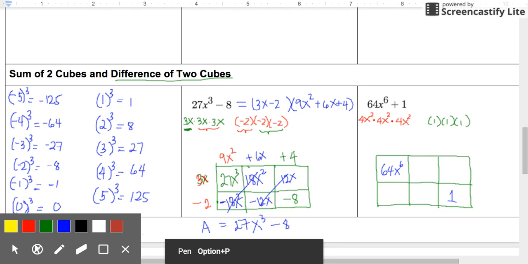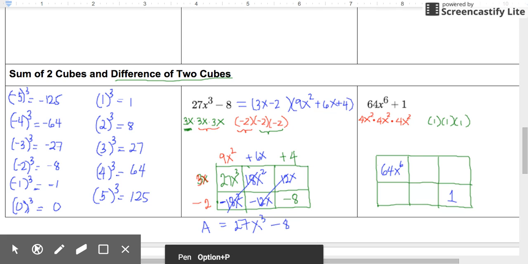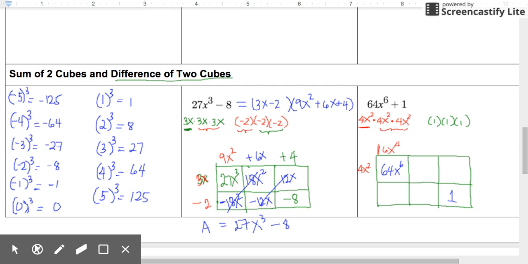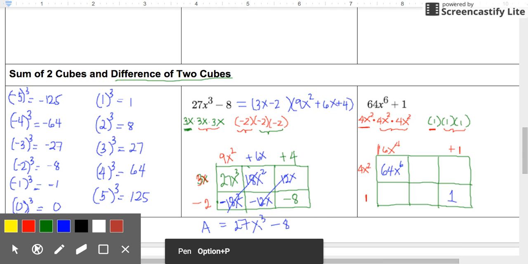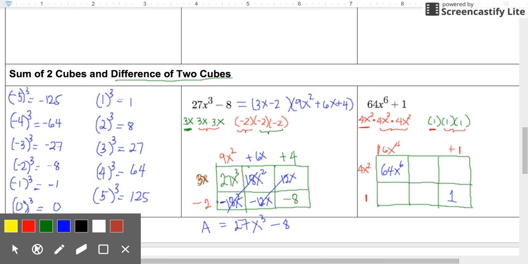Then we try to find the factors of 64x to the 6th, and one of the factors could be 4x squared. What do we multiply by 4x squared to get 64x to the 6th? We multiply by this, and we get 16x to the 4th. Then we think of what we multiply to get 1. One of the factors could be 1, and the other factor should be 1 times 1, which is positive 1 right here. Then we try to complete the table.